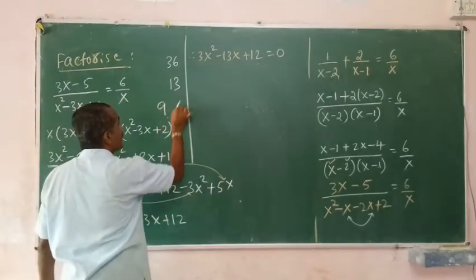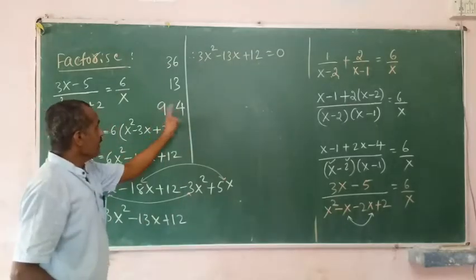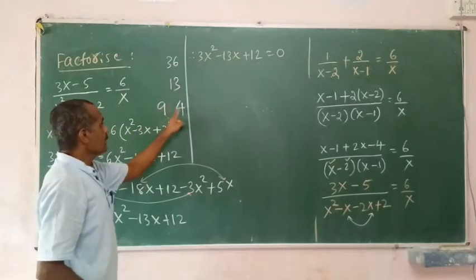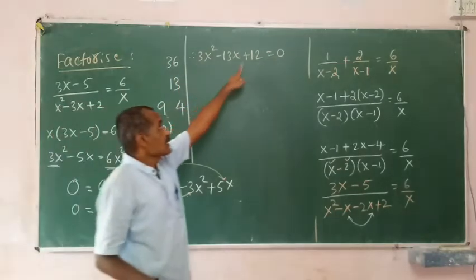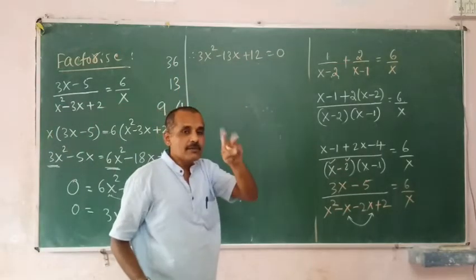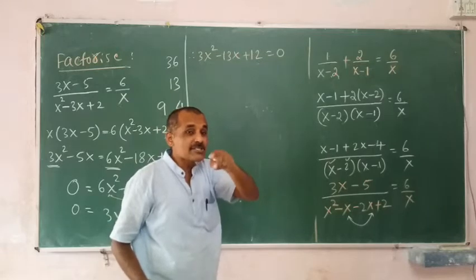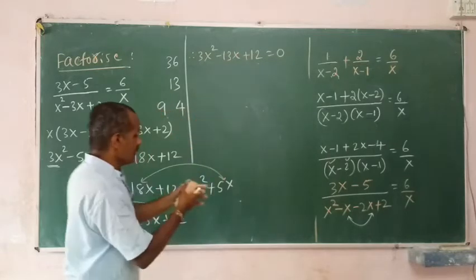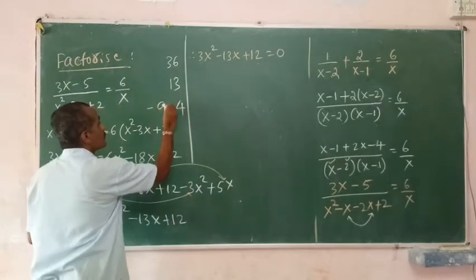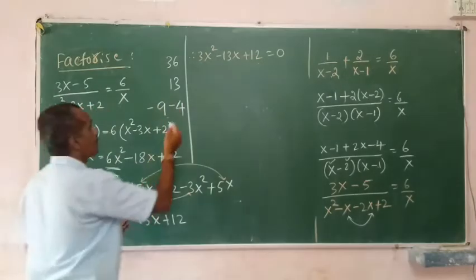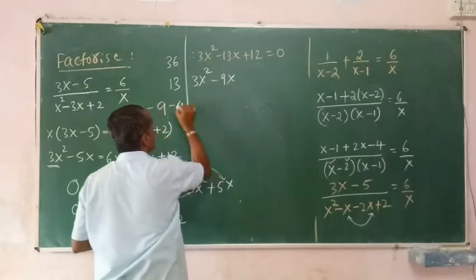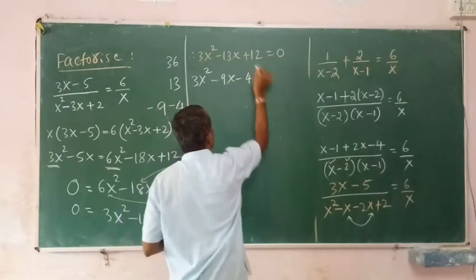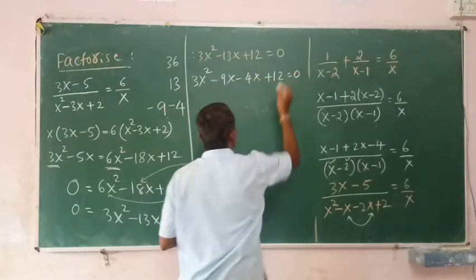Middle terms are 9 and 4. See, on adding 13, on multiplying 9 4s are 36. But which sign? Which sign? Last sign is positive. Means either both are positive or both are negative. This sign is negative, so both terms should have a negative sign. Come on. 3x square minus 9x minus 4x plus 12 is equals to 0.